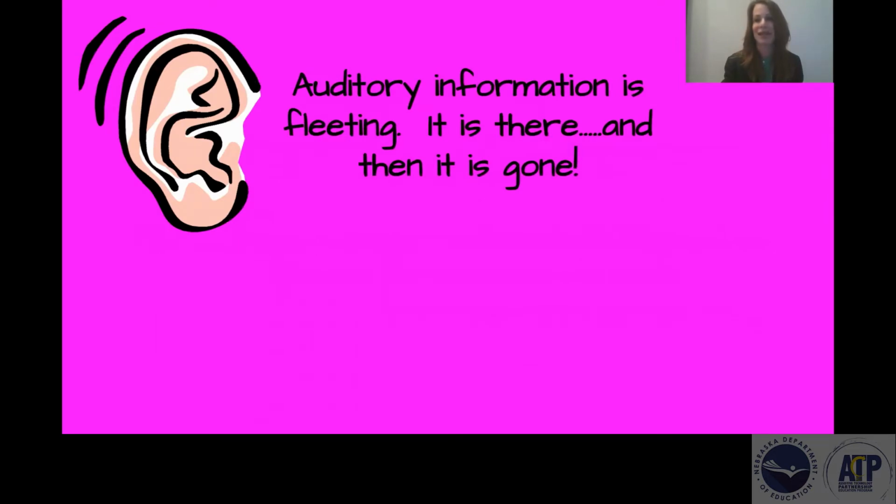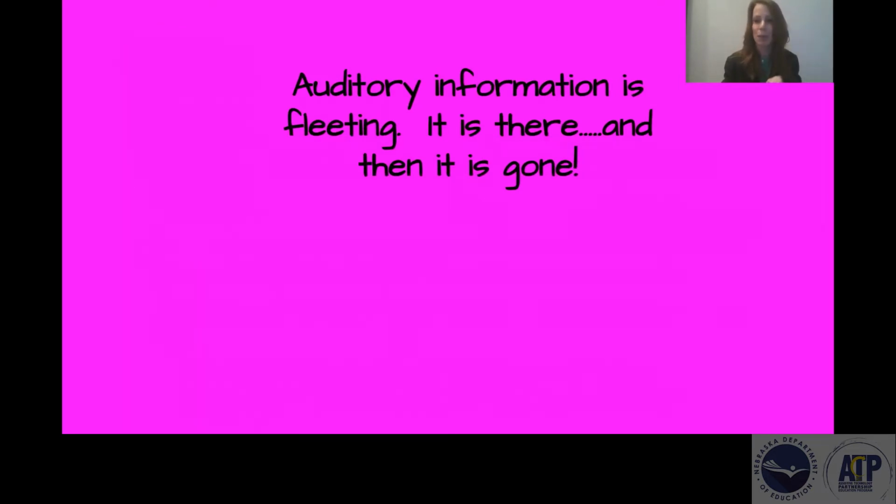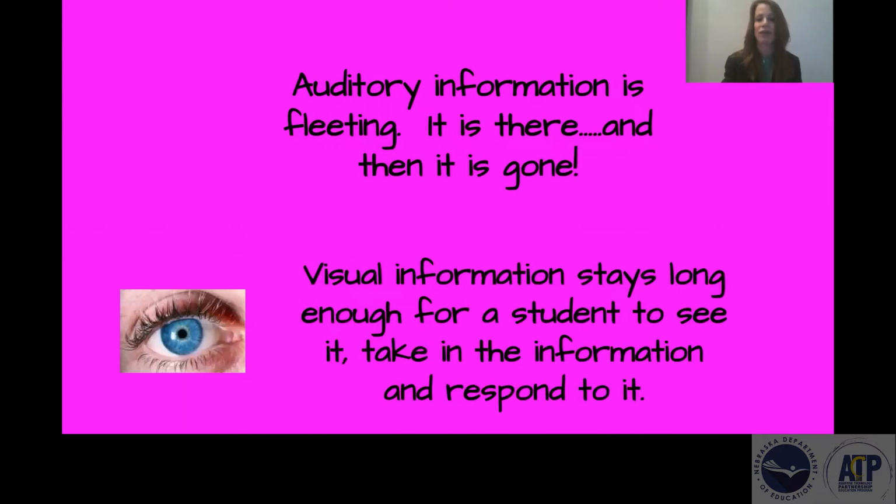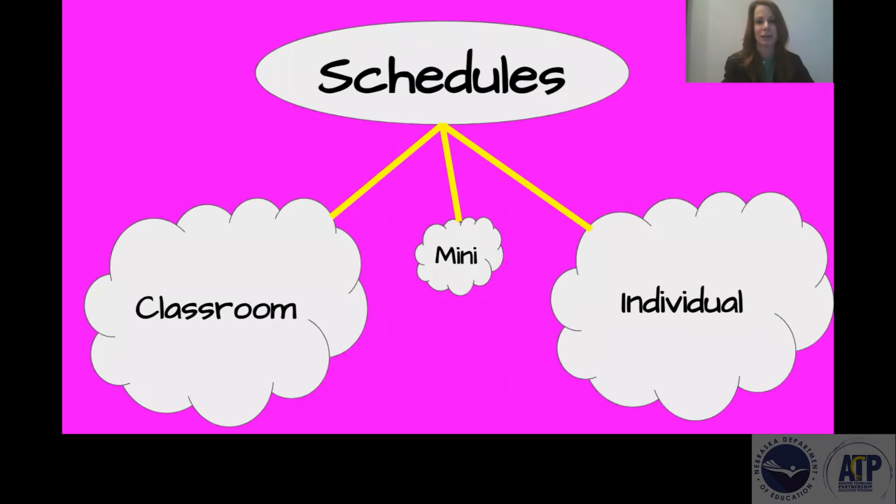Auditory information is fleeting. It is there and boop, it's gone. Whereas visual information stays there long enough for a student to go back, process it, and get all the information and details they need. So I want to talk about a great visual strategy called schedules, visual schedules. When I think of visual schedules, I think of three different kinds: a classroom schedule, an individual schedule, and then those much needed mini schedules. So we'll talk about them all.